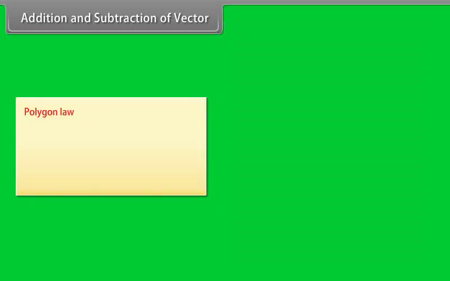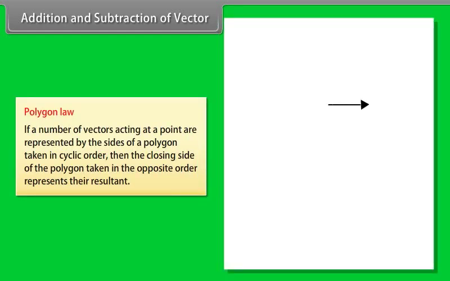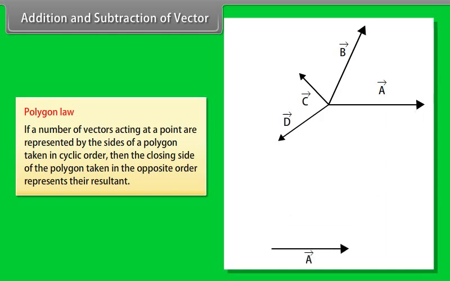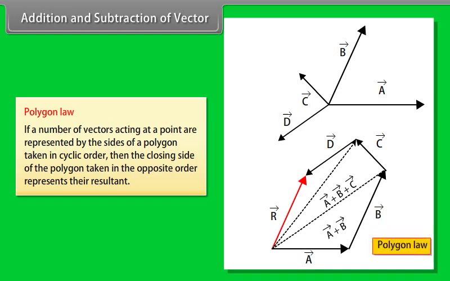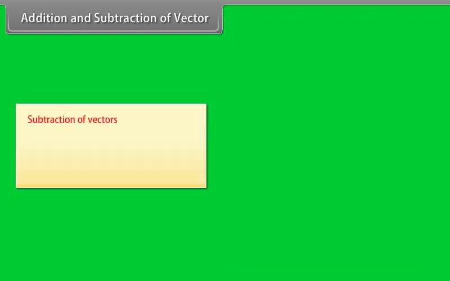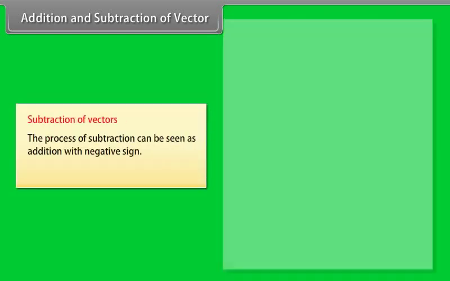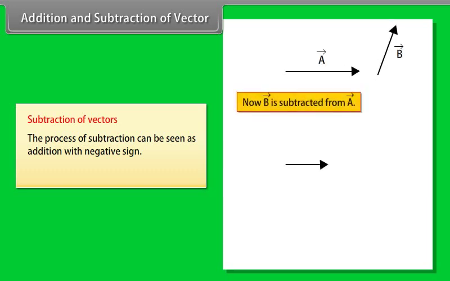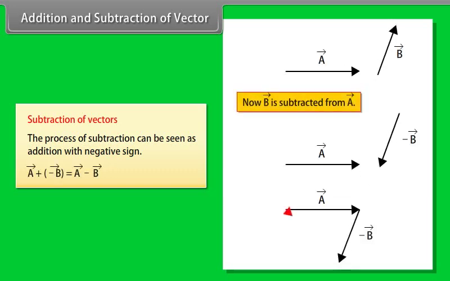C. Polygon law. If a number of vectors acting at a point are represented by the sides of a polygon taken in cyclic order, then the closing side of the polygon taken in the opposite order represents their resultant. Subtraction of vectors. The process of subtraction can be seen as addition with negative sign.